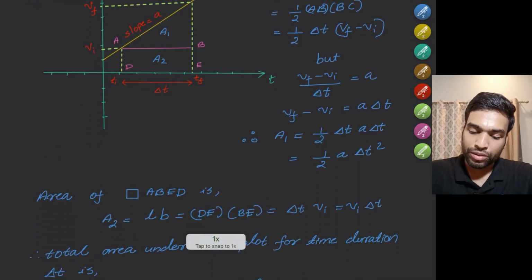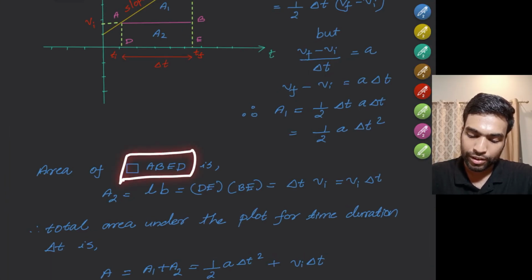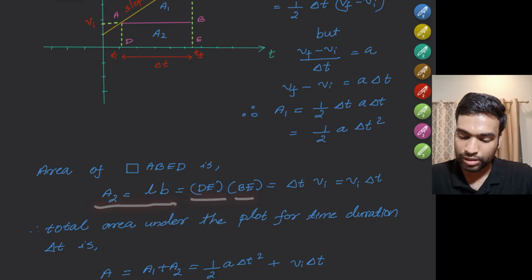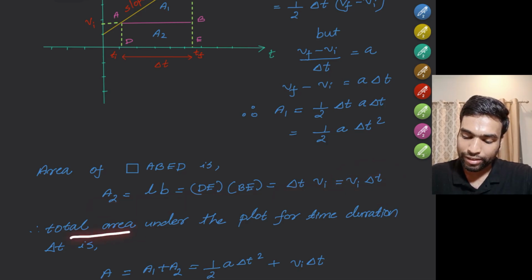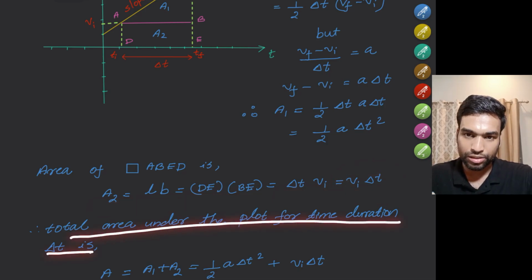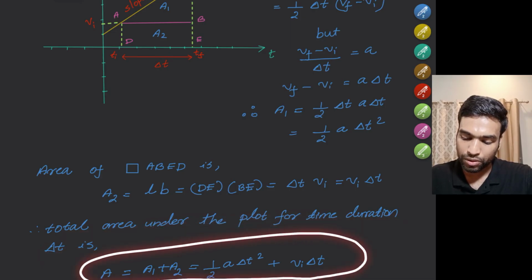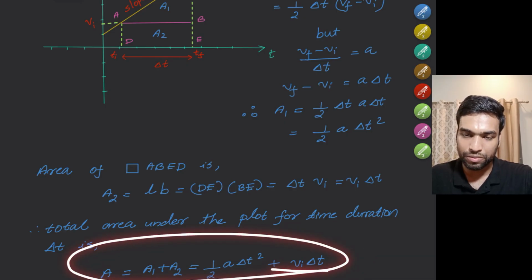Now, let's concentrate on the rectangle ABED. In the rectangle ABED, the area A2 is equal to length into breadth, which is DE into BE, and DE is delta t, BE is Vi. So we got Vi into delta t. Now the total area under the plot for time duration delta t is therefore A equal to A1 plus A2, which is equal to half into a delta t square plus Vi delta t. So this is the total displacement.